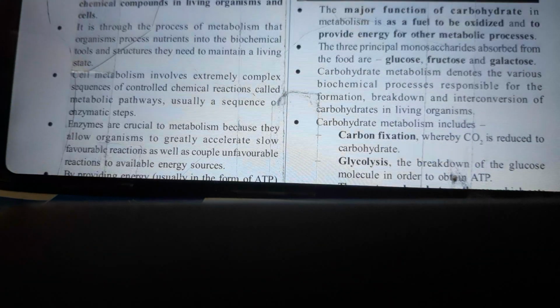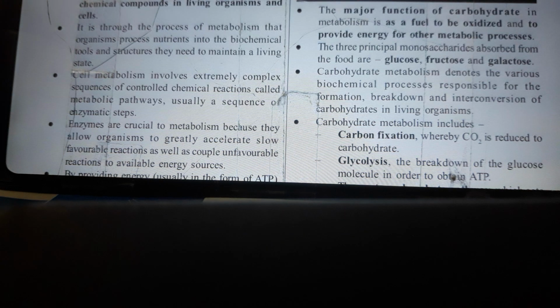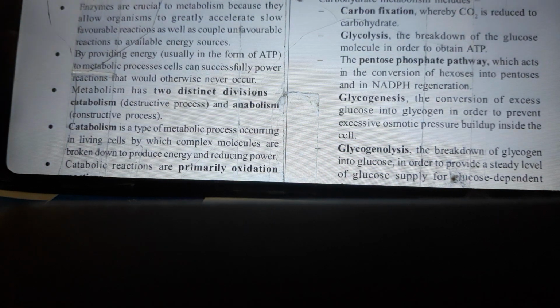Right? And carbohydrate metabolism. The major function of carbohydrate metabolism is as a fuel to be oxidized and to provide energy for other metabolic processes. The three principal monosaccharides absorbed from the food are glucose, fructose, and galactose. Now, carbohydrate metabolism denotes the various biochemical processes responsible for the formation, breakdown, and interconversion of carbohydrates in living organisms. Carbohydrate metabolism includes carbon fixation, whereby CO2 is reduced to carbohydrate. Glycolysis, the breakdown of the glucose molecule in order to obtain ATP.